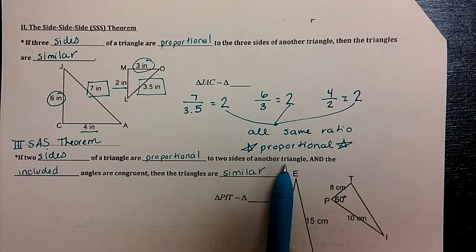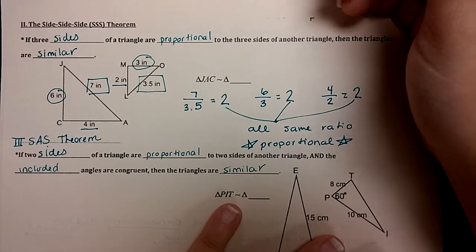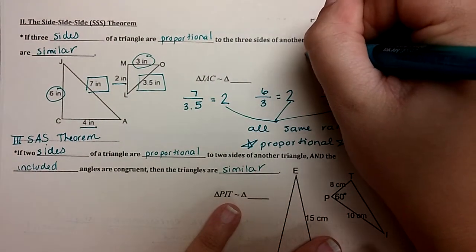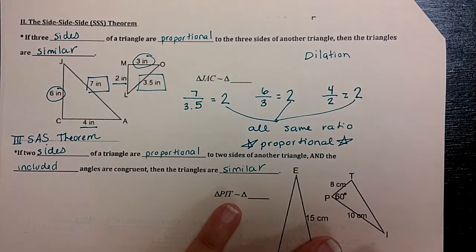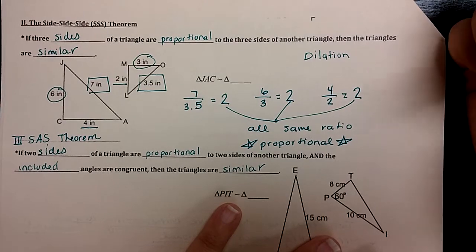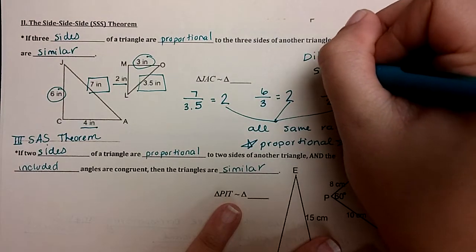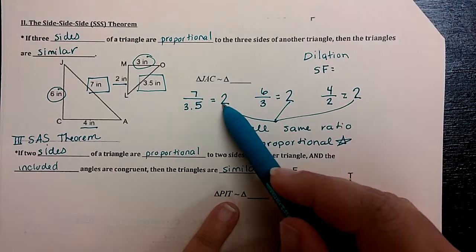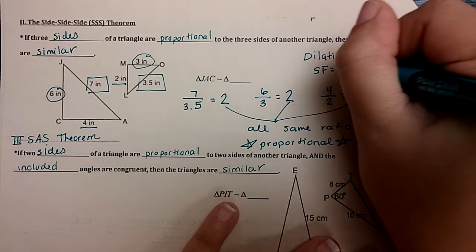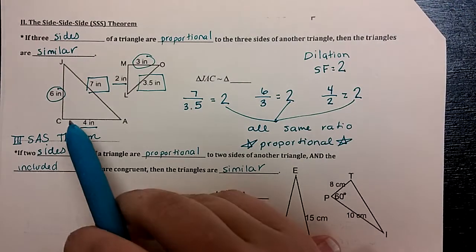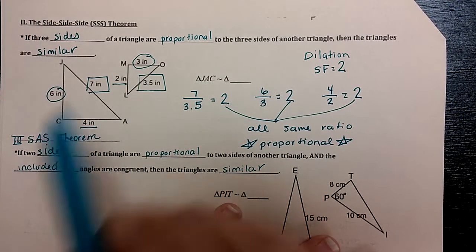Now, when we get to problems later on, it's going to ask you for the transformation. You're always going to state that the transformation is a dilation because one triangle is bigger or smaller than the other. It's going to ask you for a scale factor. The scale factor is this ratio, as we wrote on the front, the ratio of all the corresponding sides, so 2. So this larger triangle is twice as large as the smaller triangle.